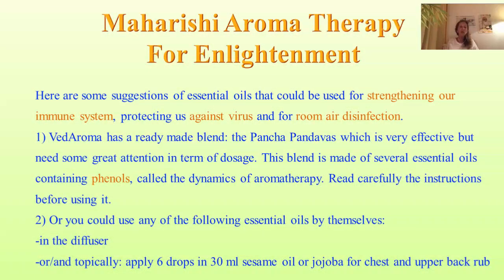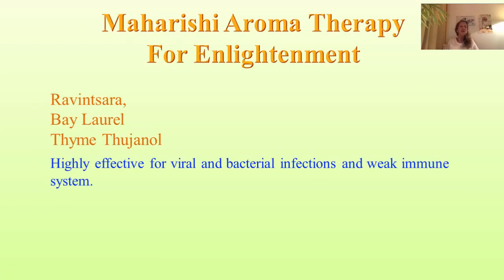Some other essential oils could also help us with the immune system, the virus, and as a room air disinfectant. I'm going to give you just the names of a few of them. You could use them in a diffuser or topically, applying 6 drops in 30 milliliters of sesame oil or jojoba for a chest and upper back rub. So Ravintsara, very good. Bellorel, thyme thujanol. Make sure you see the difference: thyme thujanol is different from thyme thymol.